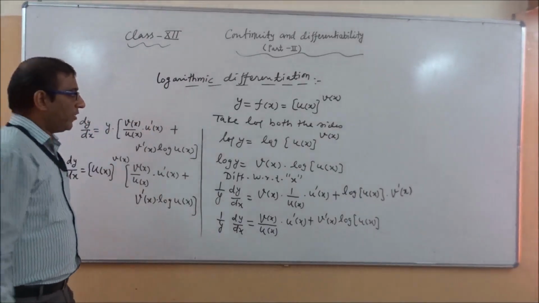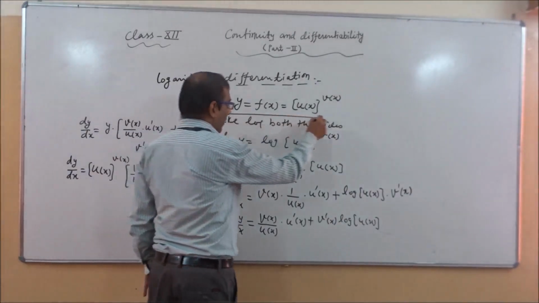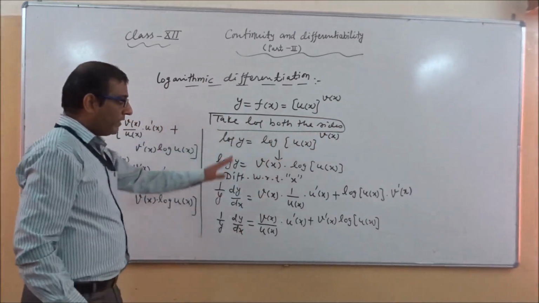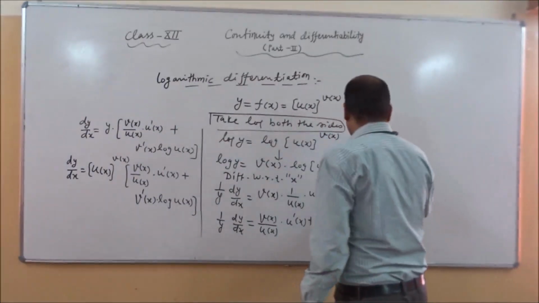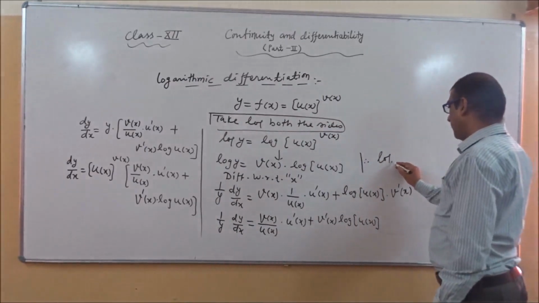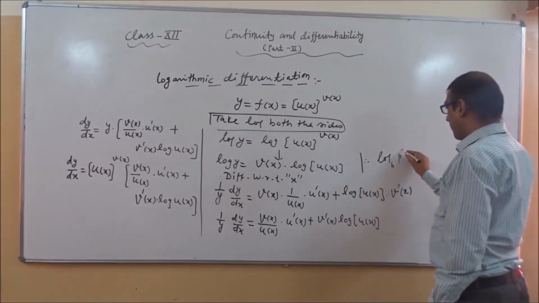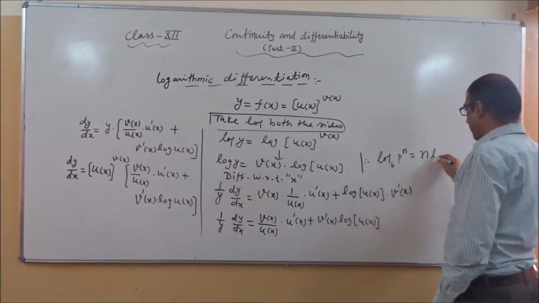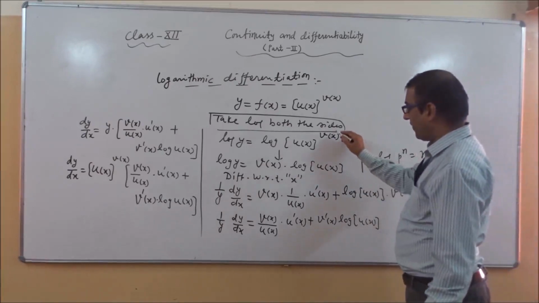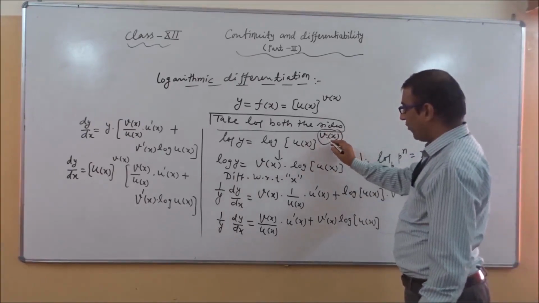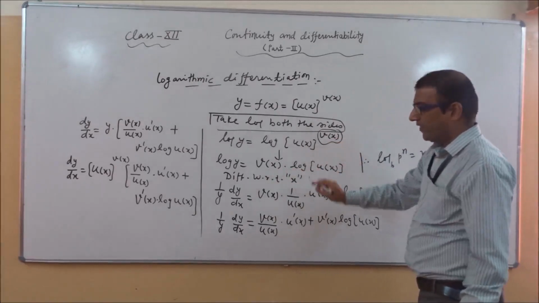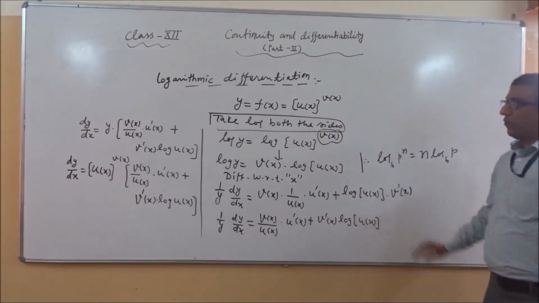You have to keep this thing in your mind. You have to take log on both sides, and then you will go with the property of logarithm. Here I apply this property. It can be written as log base b of p raised to the power n, it can be written as n log base b of p. As you see here, this time the power is v, so we will write v into log u. u and v both are functions of x.